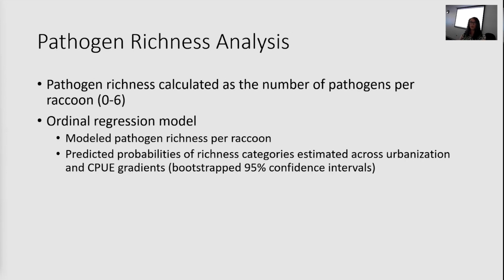So next, I examined whether raccoons in more urbanized landscapes or at higher abundances carried more or fewer pathogens per individual. First, I calculated pathogen richness as the number of pathogens per raccoon. I then modeled pathogen richness per raccoon as an ordered categorical response using an ordinal regression model, and predicted probabilities of richness categories were estimated across urbanization and abundance gradients using bootstrap 95% confidence intervals.